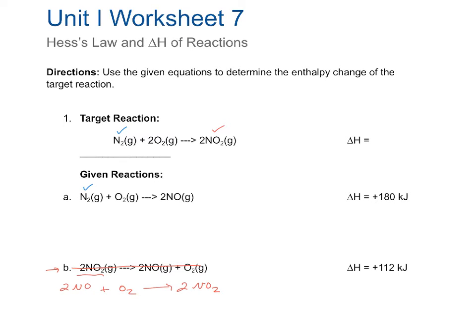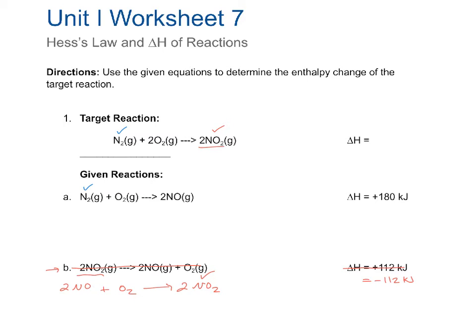Now if you switch the direction of a reaction, the impact that has on the enthalpy change is that it just switches the sign. So taking 2 nitrogen monoxide plus oxygen to produce 2 nitrogen dioxides, instead of a plus 112, it becomes a minus 112. And now we have the 2 nitrogen dioxides matching the target reaction. And from here, nothing else seems to need to be changed, so you can just begin combining the reactions together.